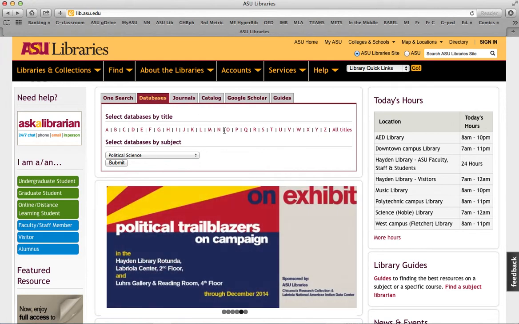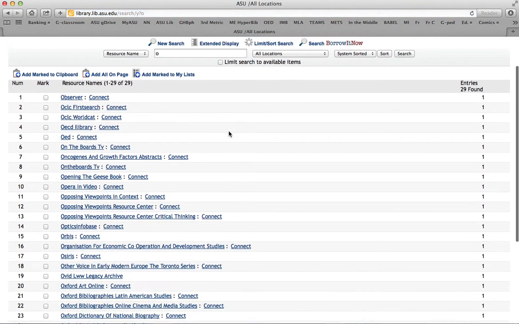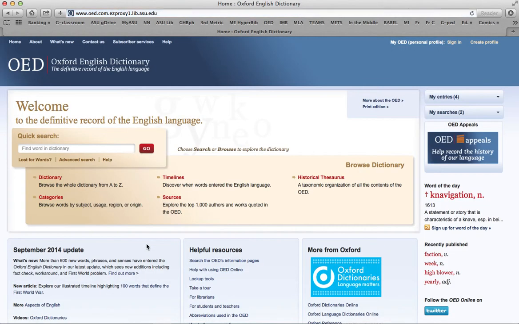databases page. Then you can go to O, then scroll down, find Oxford English Dictionary, and just hit connect. I recommend saving this as a favorite perhaps, and then you can go directly to it. And if you're on campus, it might ask you to log in, but if you're on campus, it should just take you right there.